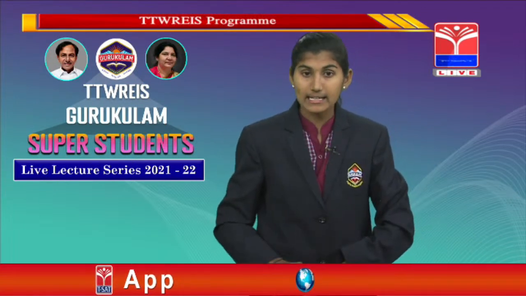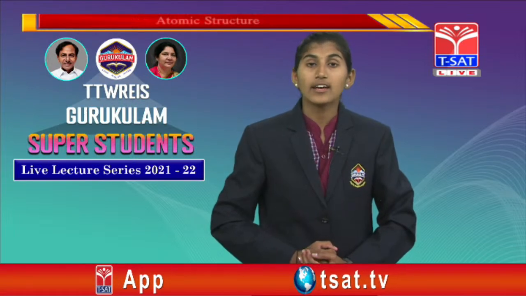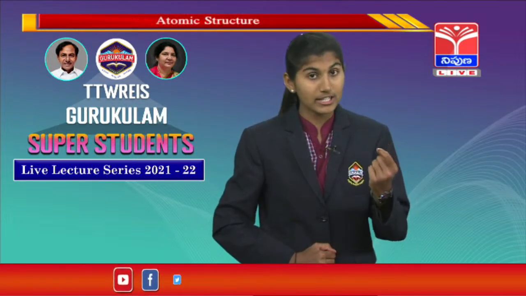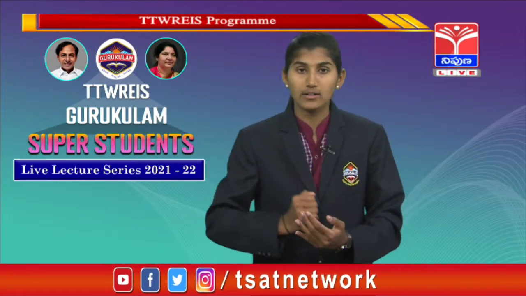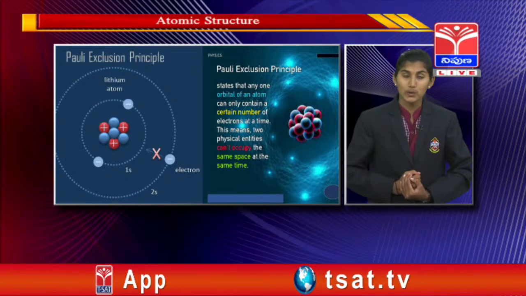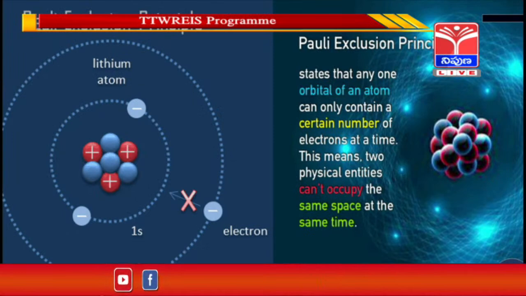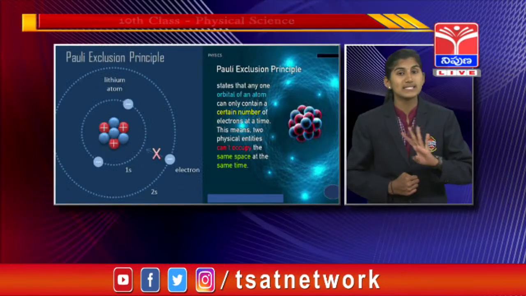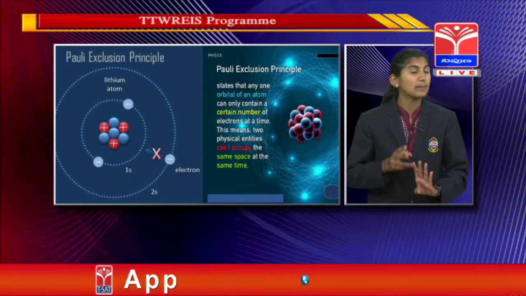And then secondly, Hund's rule. Hund's rule explains that every degenerate orbital will first be filled singly, and only then will the electrons be paired. First they should fill, then only they should pair. And finally, Pauli's exclusion principle states that any two electrons of an atom will not have the same values of all four quantum numbers. It means the values of the four quantum numbers of two electrons will be completely different.